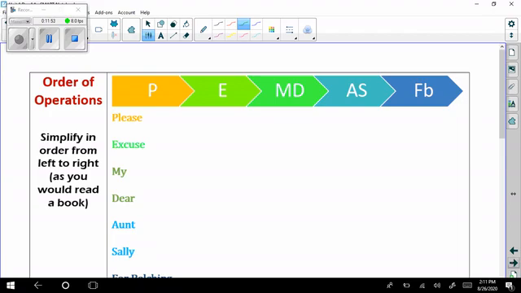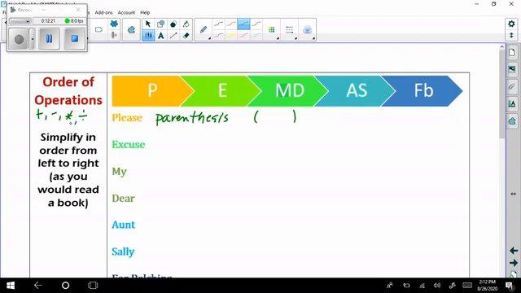So now we have the order of operations. Order of operations, we have parentheses, P, E, M, D, A, S, F, B. Hopefully you guys know why I group multiply and divide and add and subtract, but I'll just go through that again with you. So please is actually parentheses. So if there's an operation to do in the parentheses, okay? Now our operations are adding, subtracting, multiplying, and dividing.